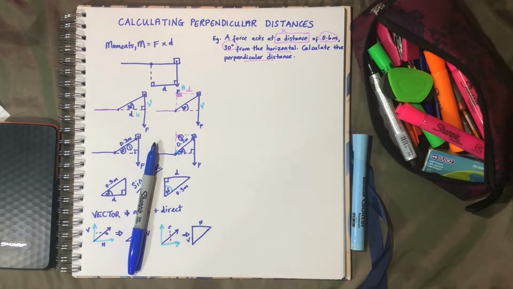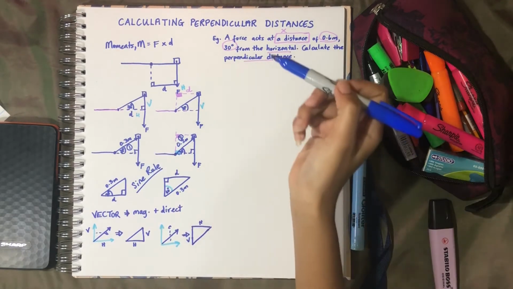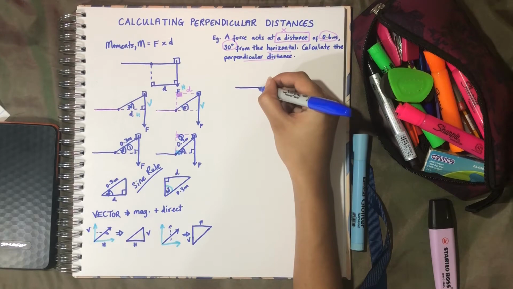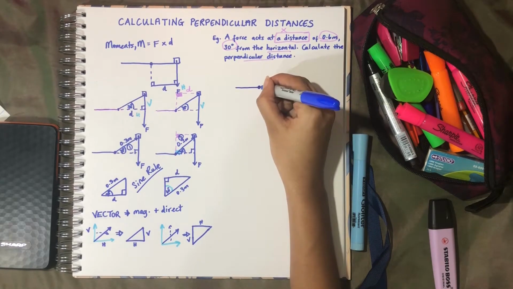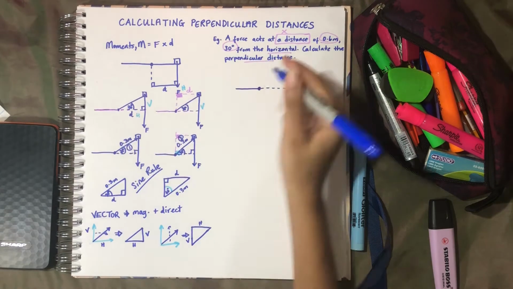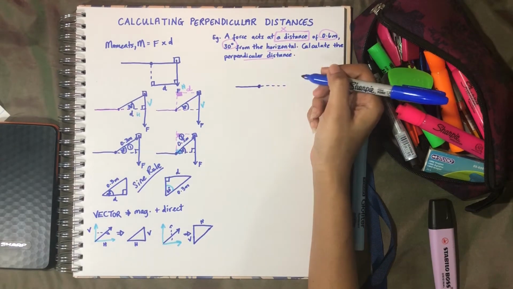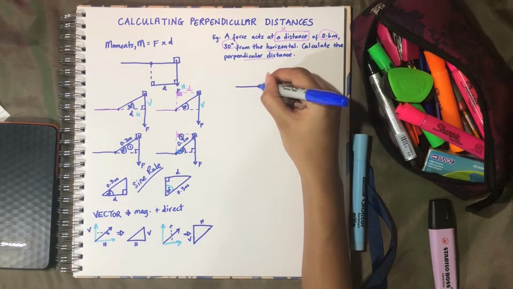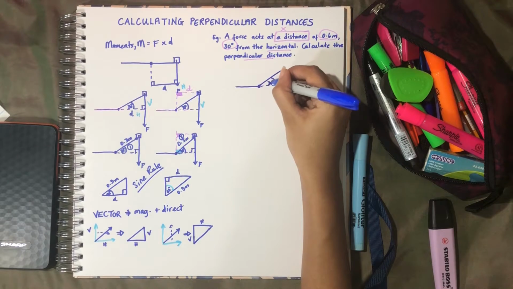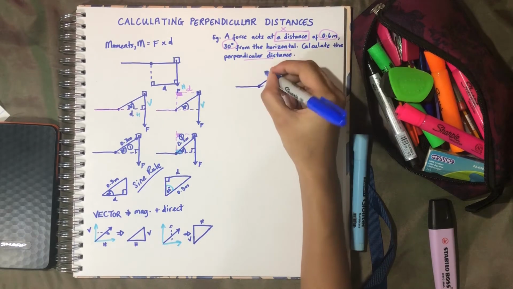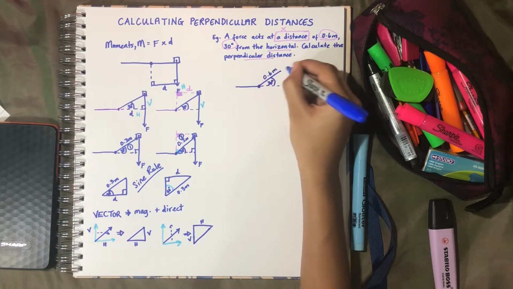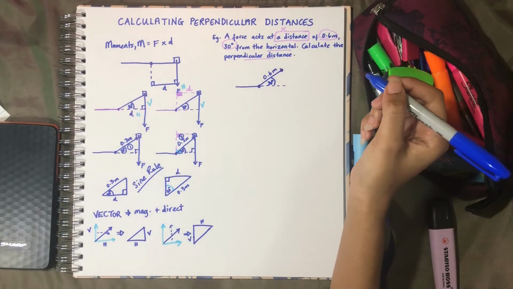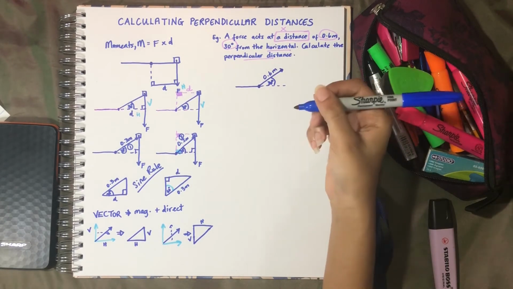Calculate its perpendicular distance. So the next step would be to draw a diagram. They say horizontal, so that means we have a horizontal, and let's put a fulcrum. And we'll continue the horizontal going across, like what we do in these examples here. Then they said that it acts 30 degrees from the horizontal. So we have 30 degrees here, and it is 0.6 meters long. So that's what the force is doing here. Now they want us to calculate the perpendicular distance.